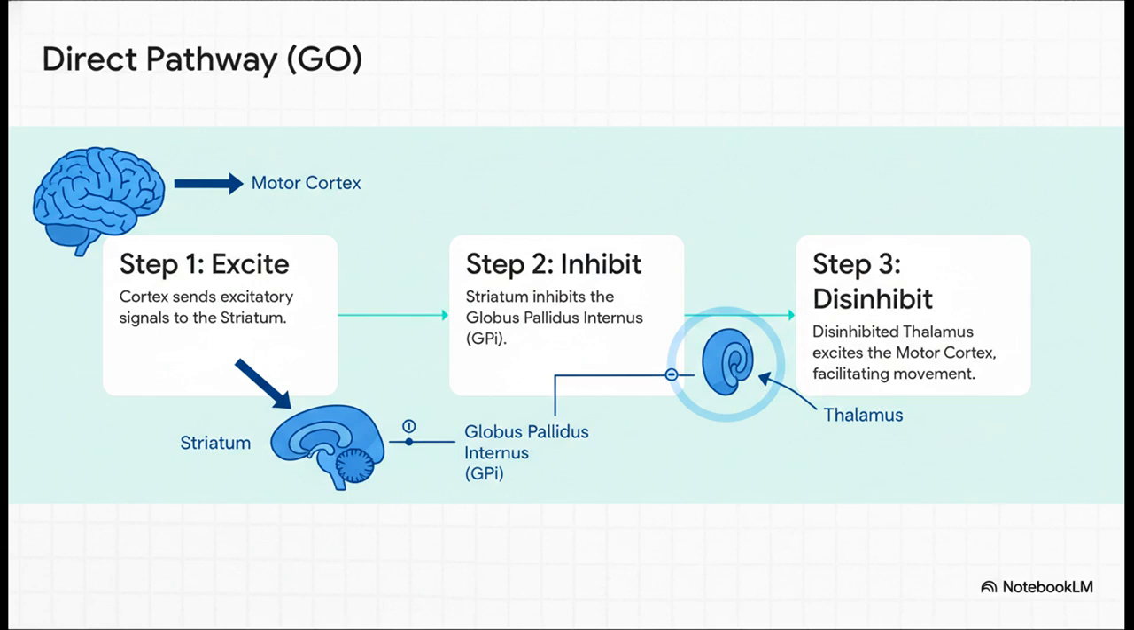It starts with the cortex exciting the striatum. The striatum then puts the brakes on the globus pallidus internus, or GPI. Now, because the GPI's normal job is to inhibit the thalamus, inhibiting the inhibitor, that's a double negative, lets the thalamus off its leash. This disinhibited thalamus is now free to excite the motor cortex, and boom, you get movement.